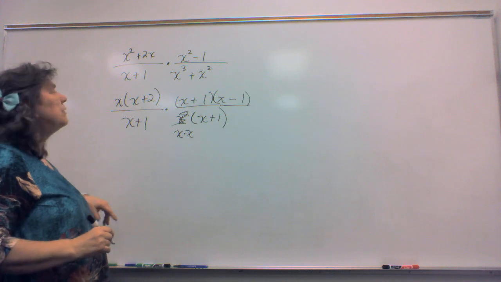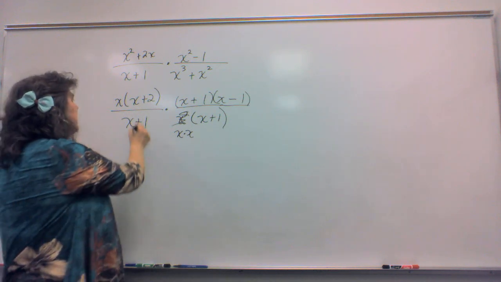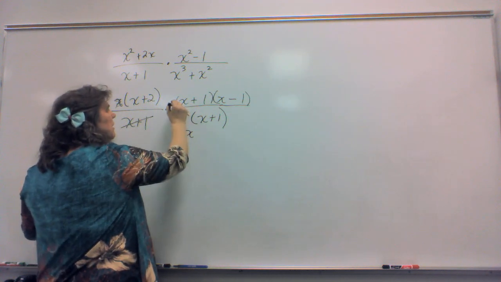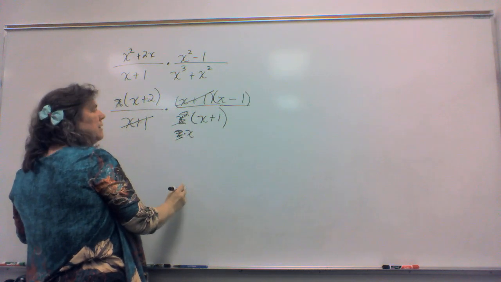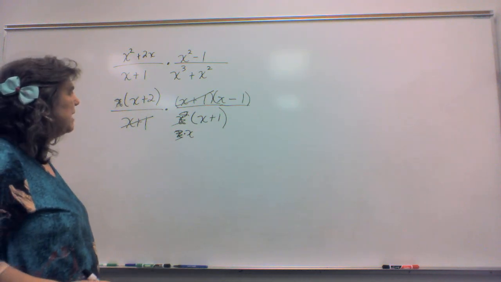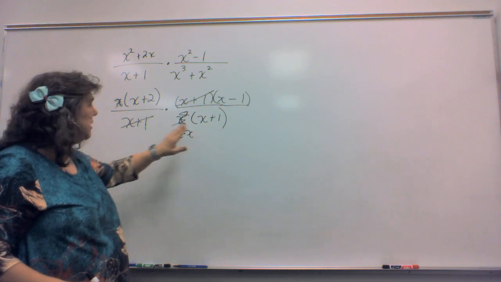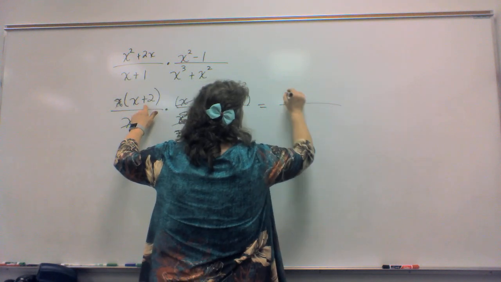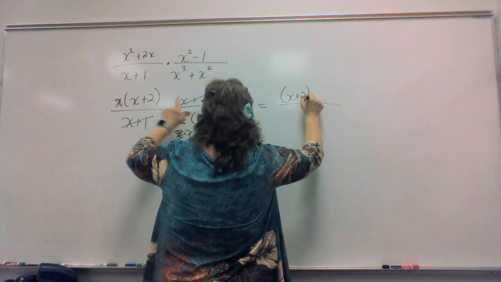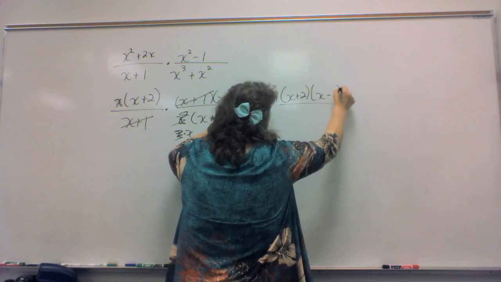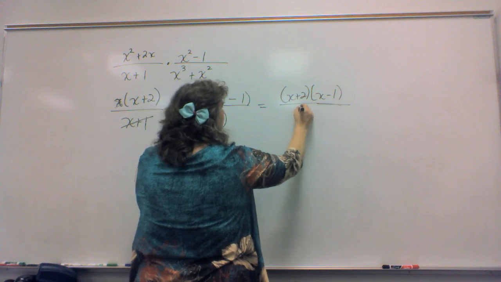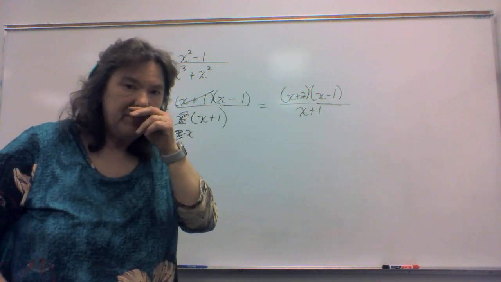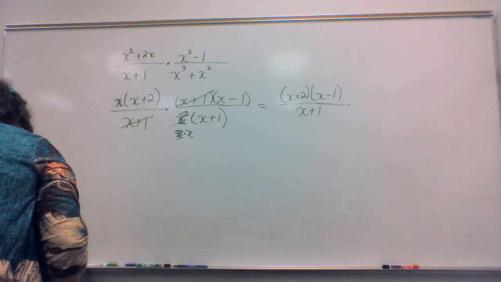So now let's look at what we have between numerators and denominators. I have an x here. One of the x's is gone. x plus 1, x plus 1. And you know what? That's it. Nothing else the same. I could have chosen this x plus 1 instead of this one. It really doesn't matter. So what is left on top? x plus 2 times x minus 1. And on the denominator, I have x plus 1. You can leave it in that format. That's all you have to do, and that one is finished.